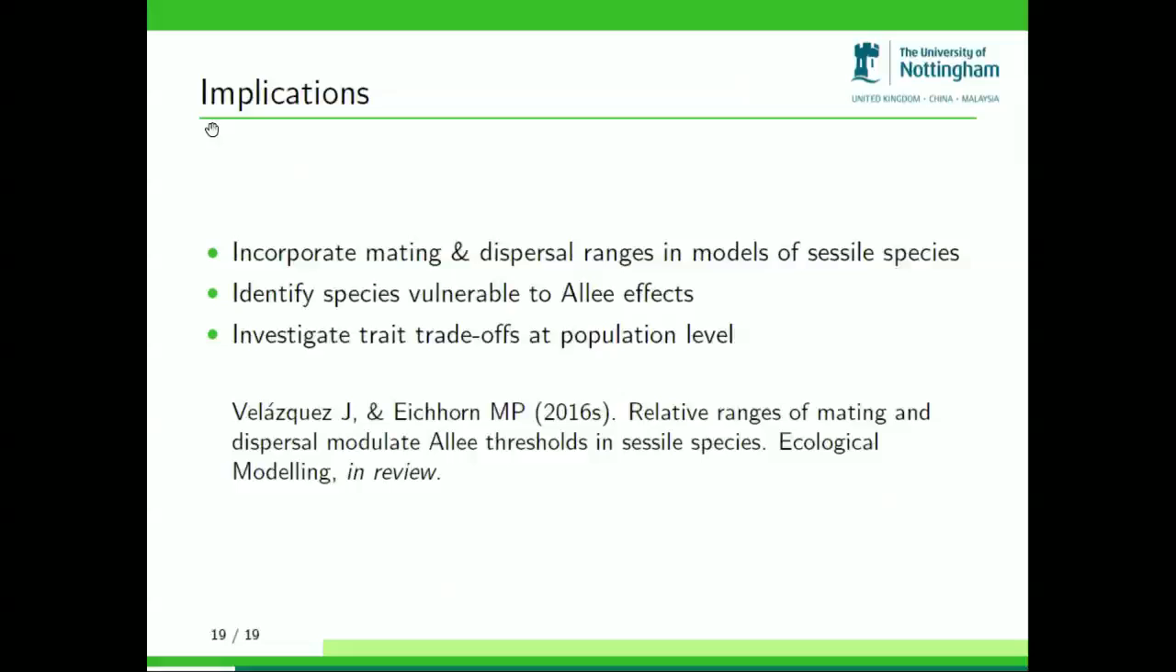And I also think, because when most species evolve, they start off at low population densities, this might tell us something about the realistic parameter space for traits that would allow populations to be resilient and to establish at low densities.